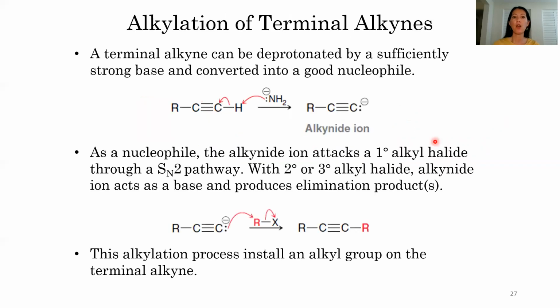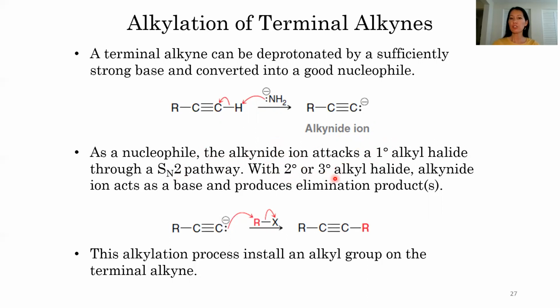Okay, why is this important? It's because if we could deprotonate here and generate this alkynide ion, then you can use that as a good nucleophile and alkylate other electrophiles. And what I mean by alkylate is you can attack an electrophile and overall add an alkyl group. So as a nucleophile, this anion can then attack primary alkyl halides, such as ethyl iodide, and it goes through what's called the SN2 pathway. We're going to go into more detail on that later, but basically it's a substitution.